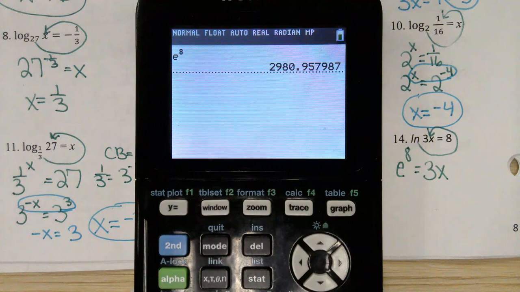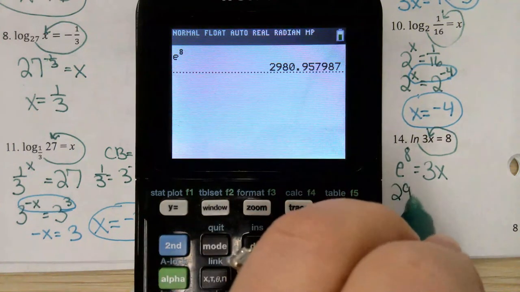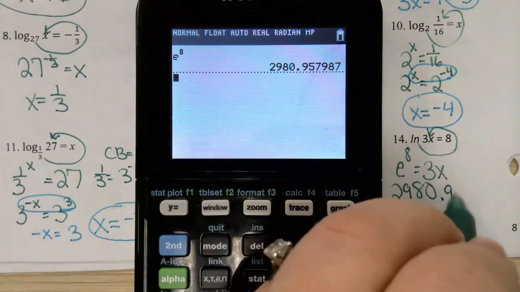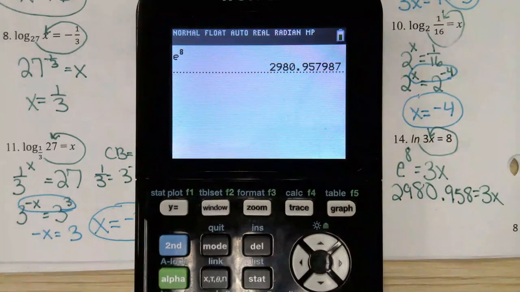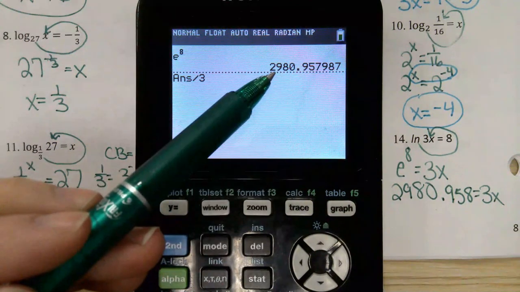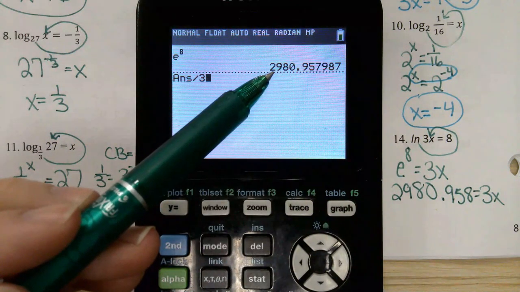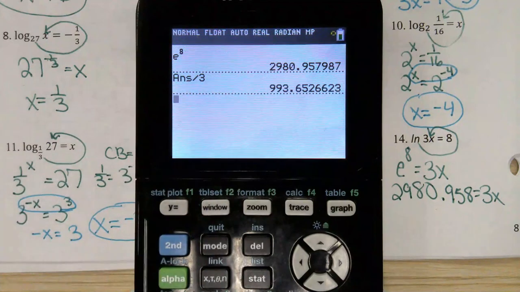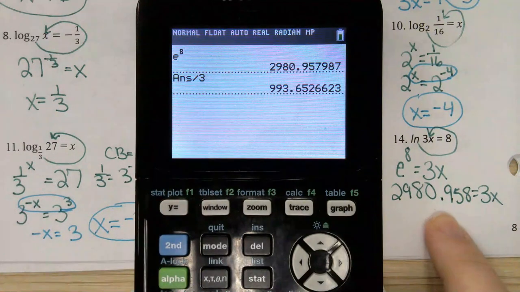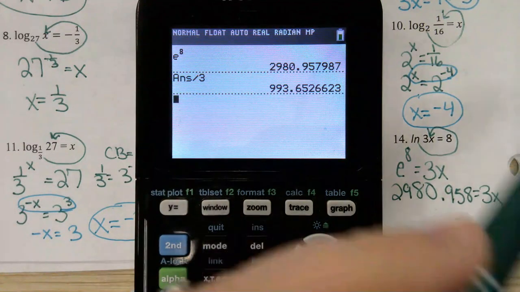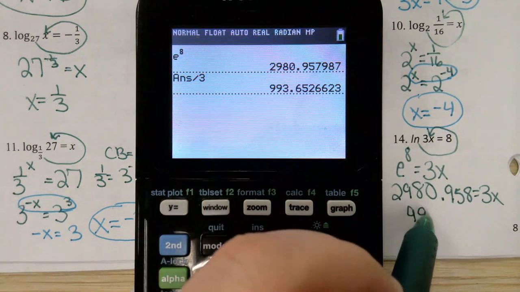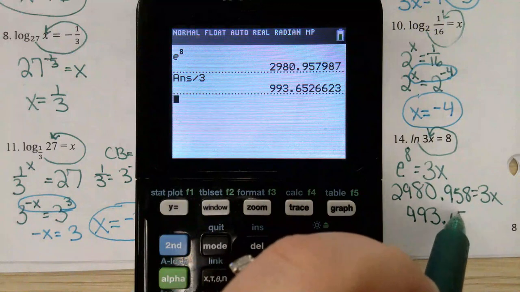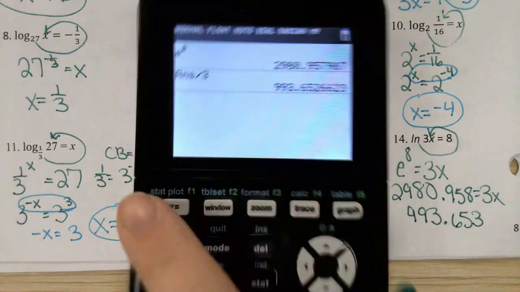But e to the 8th equals 2,980.958, and that equals 3x. We need to divide by 3. Notice how I kept this long number in my calculator. I didn't want to round it until the very end. We just round to keep track of that number on our paper. So dividing by 3 on both sides gives me 993.653. We'll round it to the nearest thousandth.